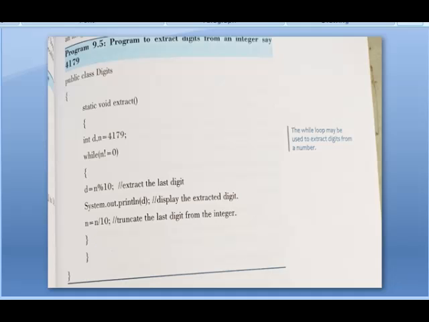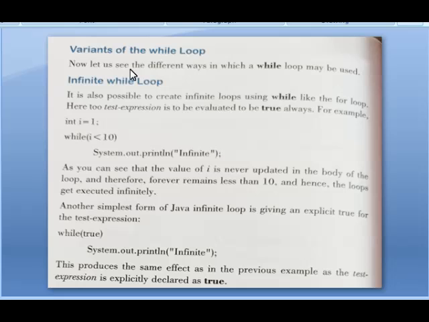Next, variants in for loop. So what are the different ways of using this for loop? Okay, while loop. Okay, variants in while loop.